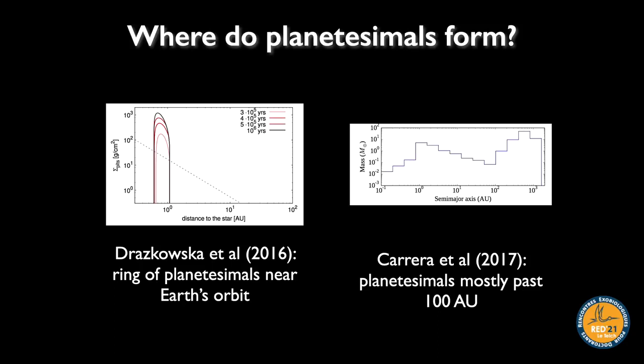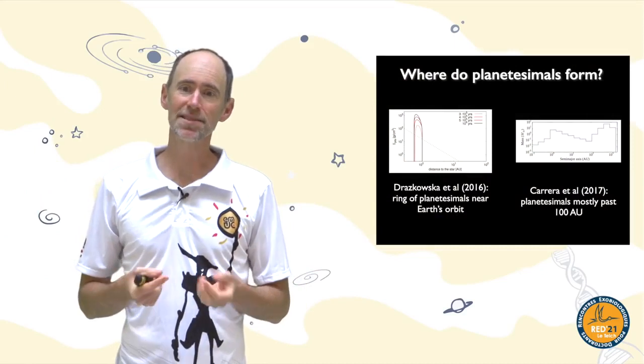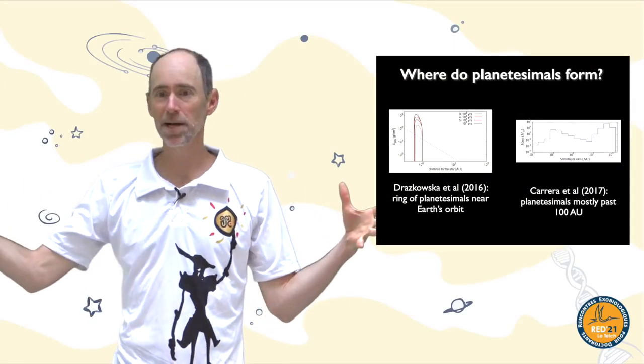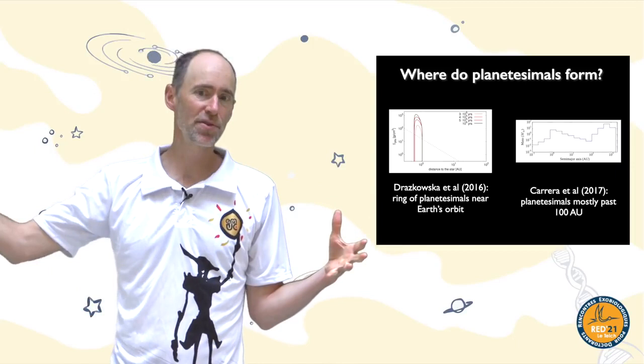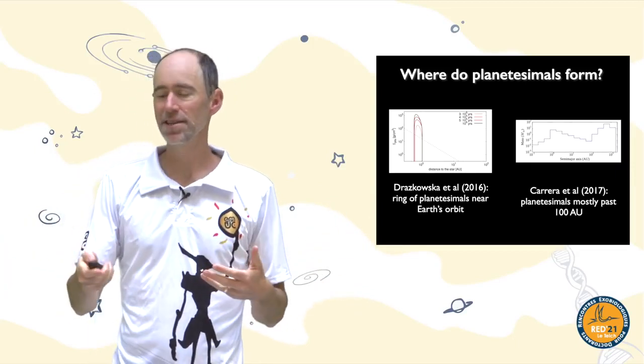And so a lot of mass ends up forming, but all the planetesimals are in one small ring centered at about Earth's orbit. In the one on the right, it's the opposite. There's a broad disk of planetesimals that formed, especially further out. And so this is something that's currently evolving.